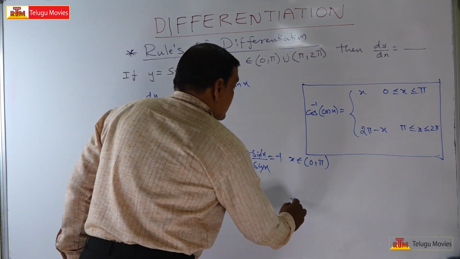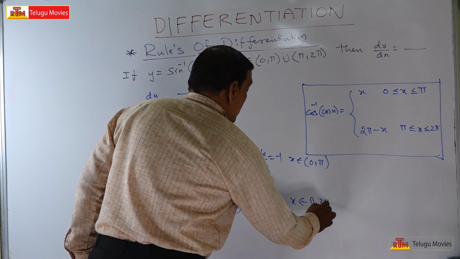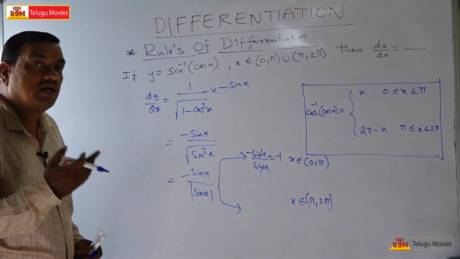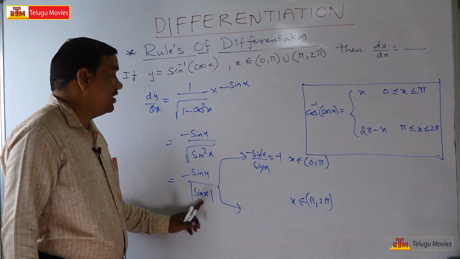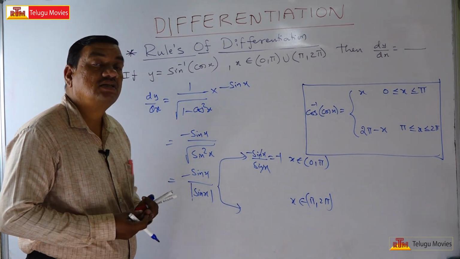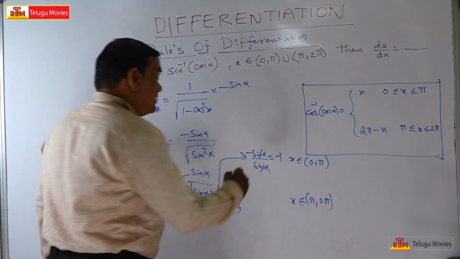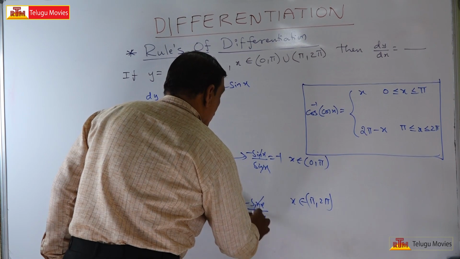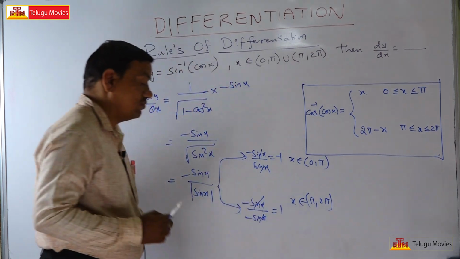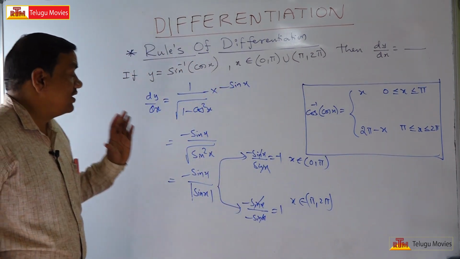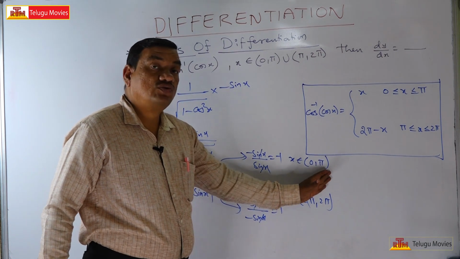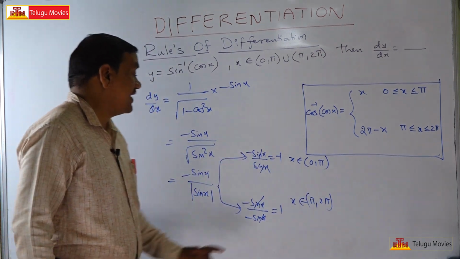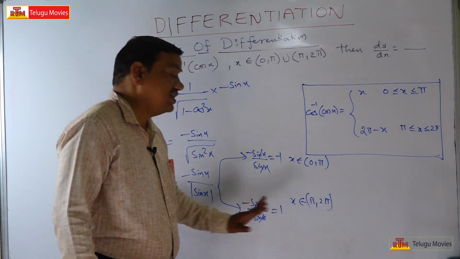If x belongs to pi to 2 pi, that means third quadrant and fourth quadrant. In the third and fourth quadrant, sin x is negative. That means minus sin x upon minus sin x, both will get cancelled, 1. Therefore, if your x belongs to 0 to pi, your answer is equal to minus 1. If your x belongs to pi to 2 pi, your answer is 1.